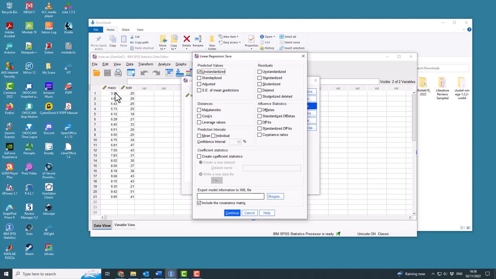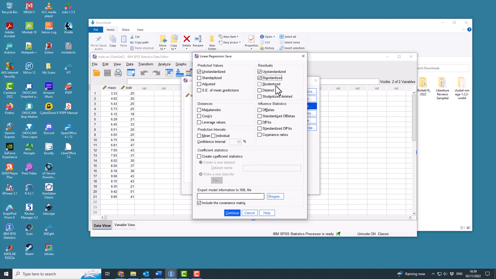So this is what I actually observed. What I can do is predict from the equation that I'm going to get what the mass would be from each of these values of T cell. I can also calculate the residuals. The residual is the difference between what I actually observed, this mass, and the unstandardized predicted value. So I want to calculate those. And these residuals can also be standardized so that they have a mean of 0 and a standard deviation of 1. Now they always have a mean of 0.